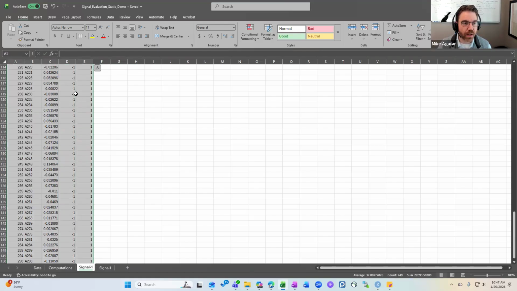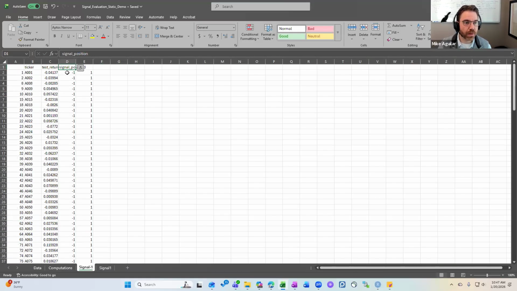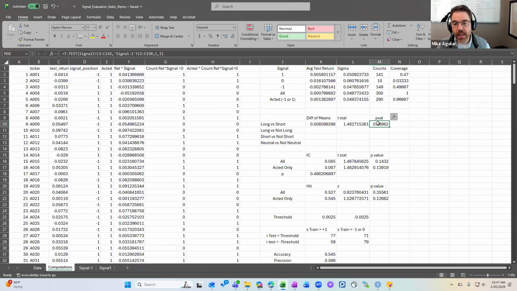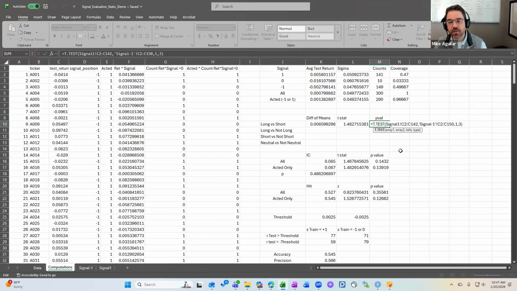And then on this sheet, only where signal position is -1. So I'm going to use that inside of my t-test. You feed in the vector of the +1s, feed in the vector of the -1s. The order is important because that's going to give you the direction of the one-tail test.